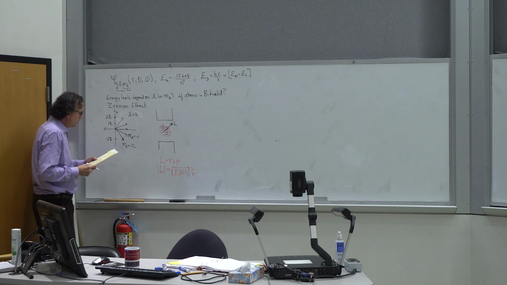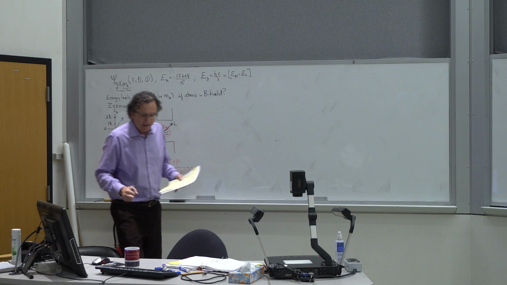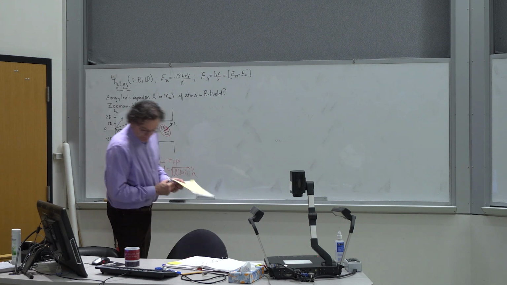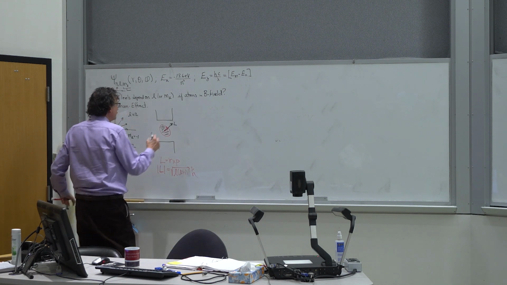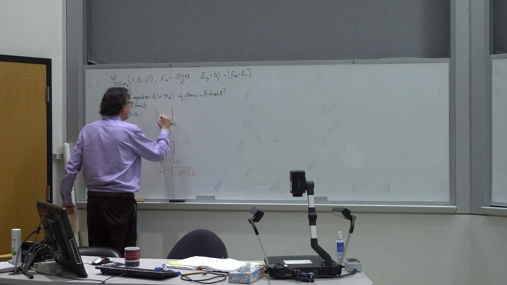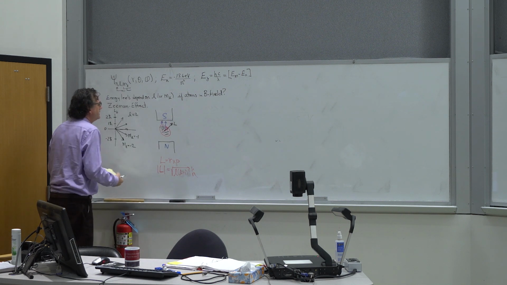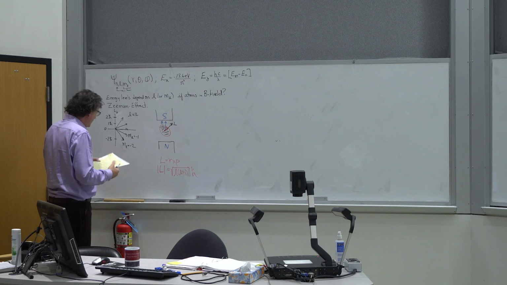Okay, so that's a little bit of the backdrop, and then of course we have the magnetic field itself, where the magnetic field is in the vertical direction. This is the magnetic field. This is the north pole of the magnet. This is the south pole. So we place the atom in a magnetic field.